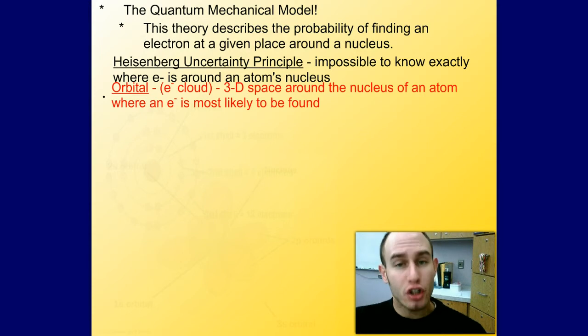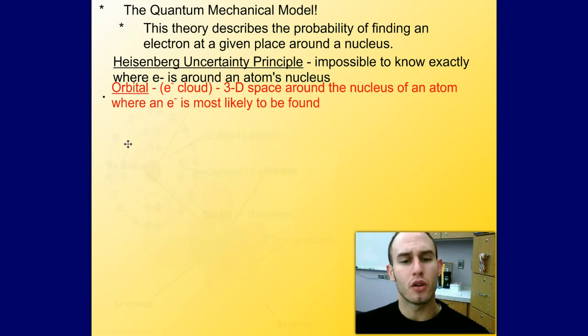Basically, it's the most current understanding that we have of what the atom looks like and how it behaves. It's based off of the Heisenberg uncertainty principle, which states we do not know exactly where an electron is around the nucleus of an atom, but we can make our best guess at denoting where it is. These electrons are found in orbitals, or electron clouds, which represent a three-dimensional shape around the nucleus of an atom, again where we're most likely going to find an electron.